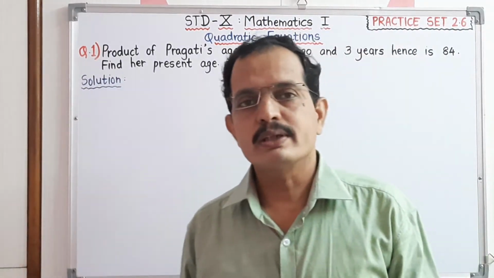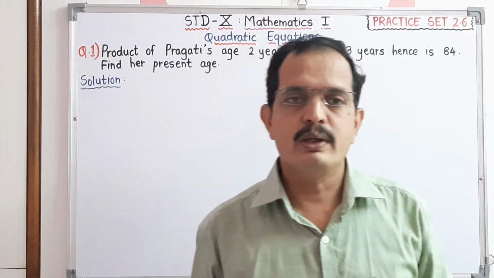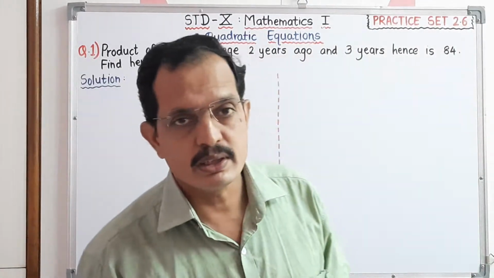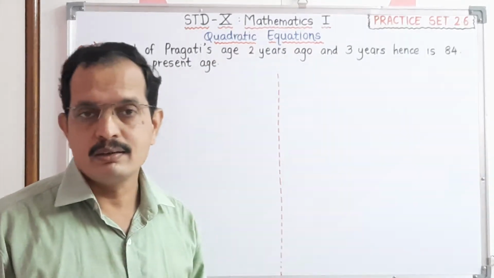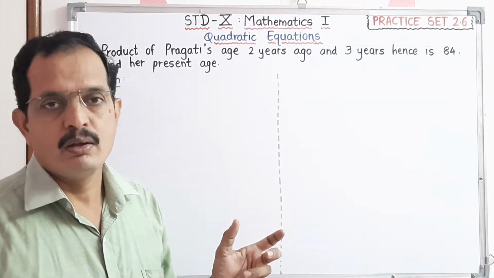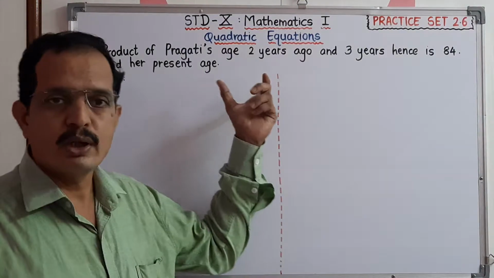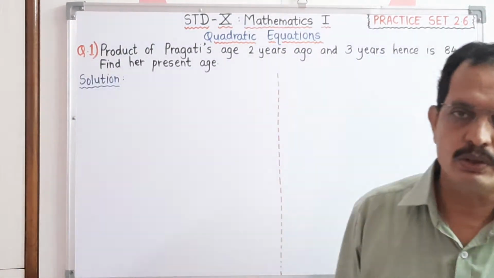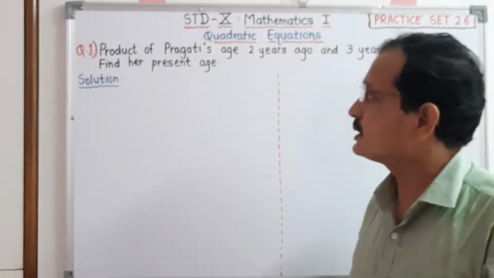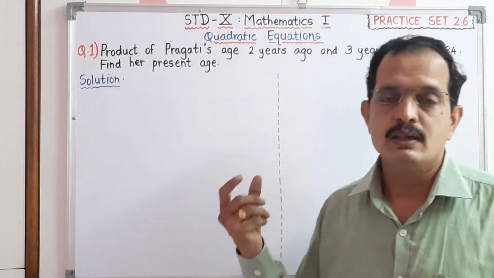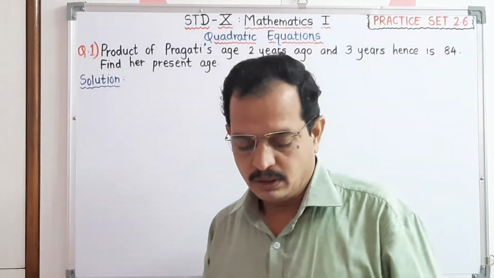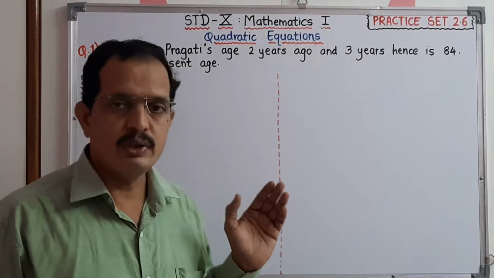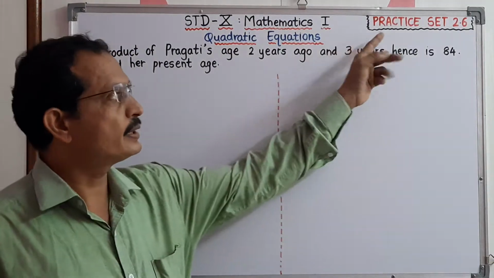When we have to solve the statement problem, we must understand the statement. Without understanding the statement, we can't frame the equation. The most important thing is that we have to frame the equation, and for framing that equation, we must understand the meaning of the sentence. Some words are used and we must know the meaning of those words. Now we directly start with practice set 2.6.